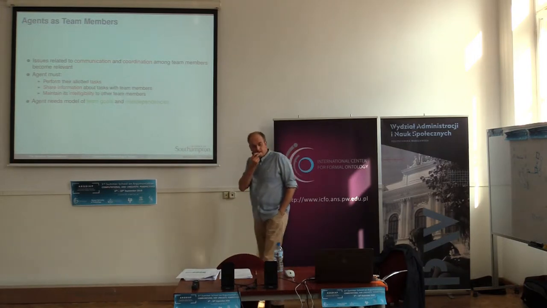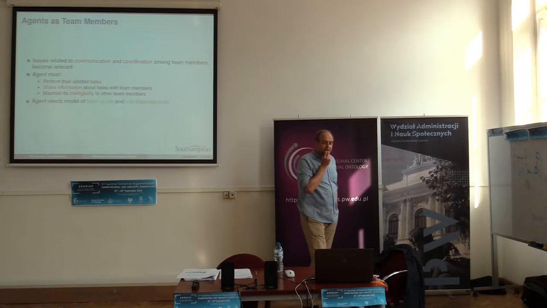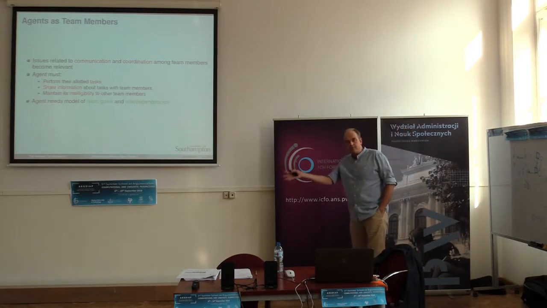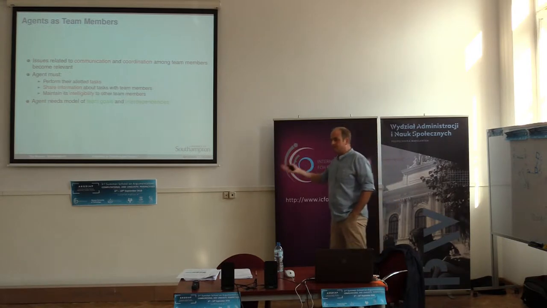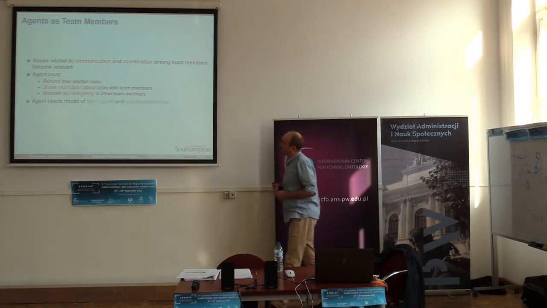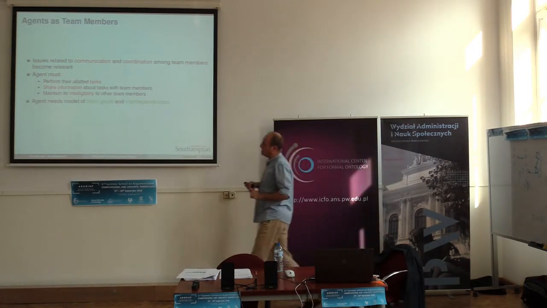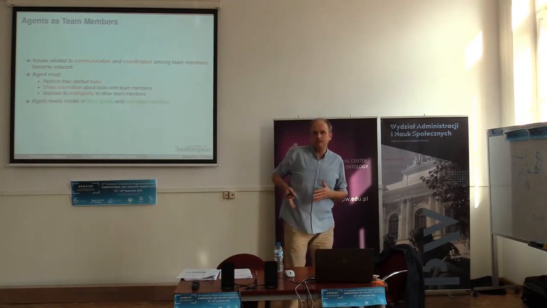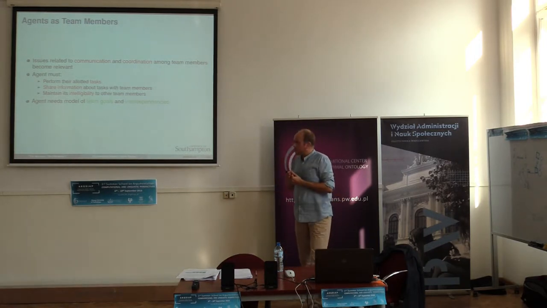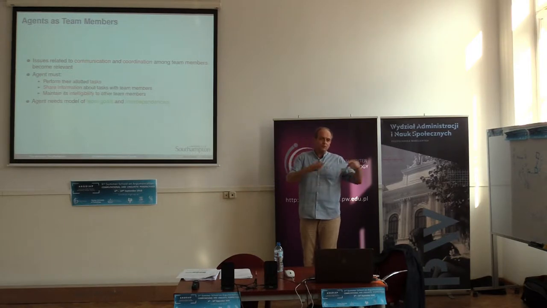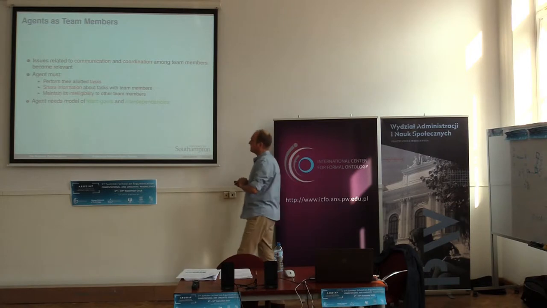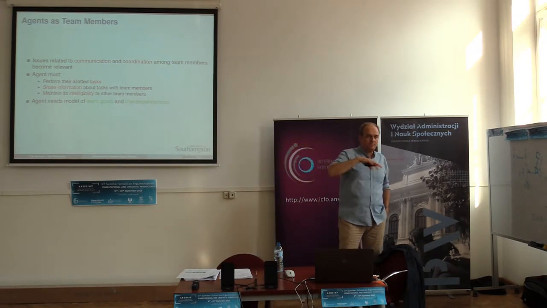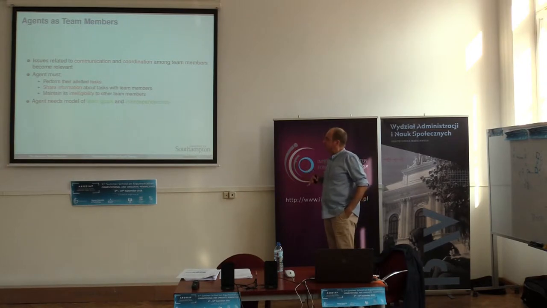Agents could be team members. So we could have agents that are actually doing a task within the team, performing their allotted tasks, but then coordinating and sharing appropriate information with other members of the team so that the team as a whole operates effectively. Now, in this situation, we also have to have the agent being intelligible to the other members of the team. So it needs to be able to explain what it's doing and give an appropriate rationale for a certain choice that it's made with respect to the information it has. And the agent needs a model of what the team is supposed to do and the interdependencies between individual team members.